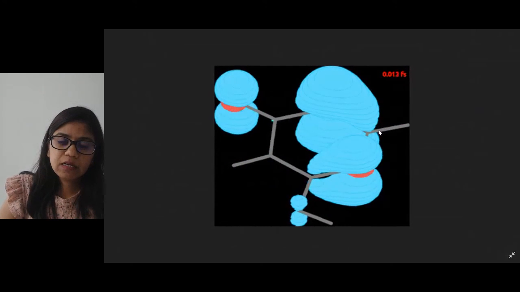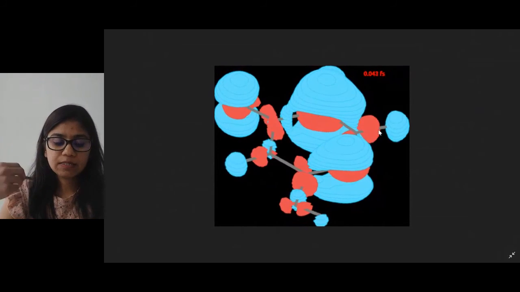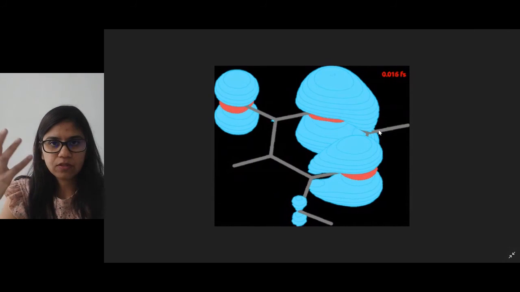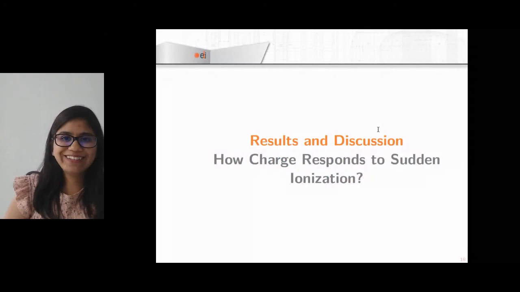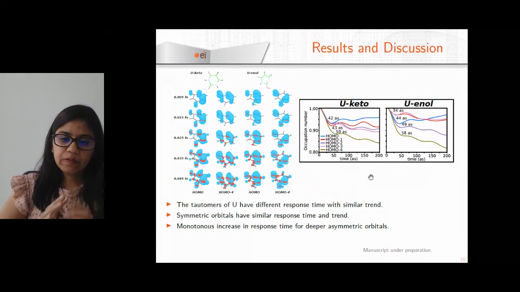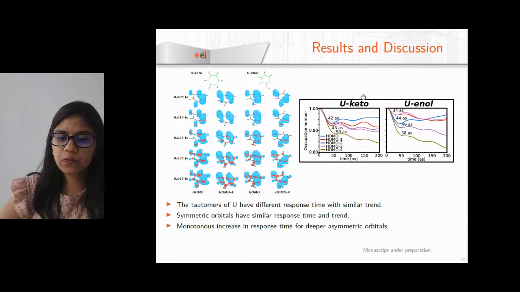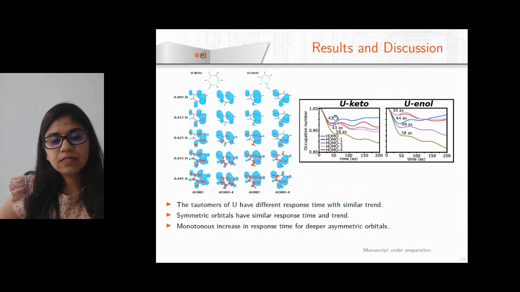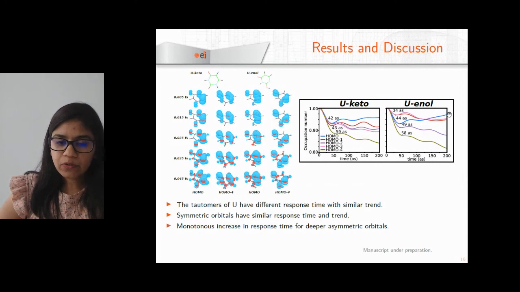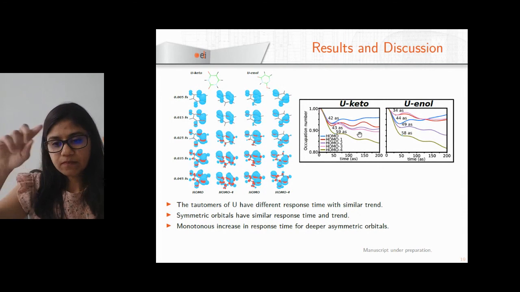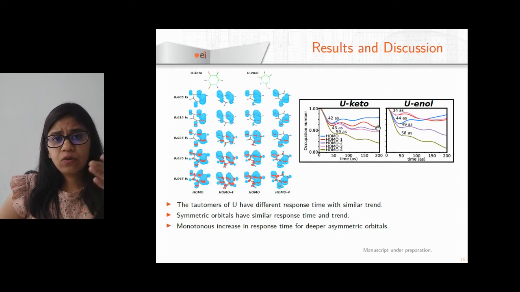So the real question is, is the response time the same for all the molecular orbitals and for the systems? Then again, the answer is no. Here we see that we have considered 5 different molecular orbitals, both for keto and enol of uracil. And in this picture, the response time increases as you go down in the orbitals. But in both these plots, we see 2 curves which are overlapping or moving in the same trend with each other.